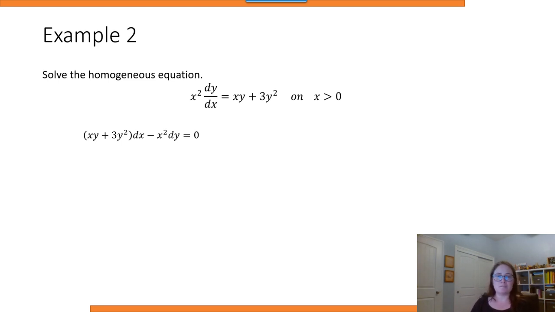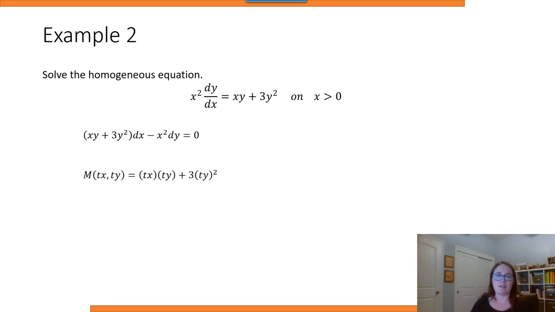So if I do a little messing around here, I multiply both sides of the equation by dx and then move everything to one side of the equation, I get the quantity xy plus 3y squared times dx minus x squared dy equals 0. So this is in a form that's more recognizable, where now I can look and say m is going to be xy plus 3y squared, and n is going to be negative x squared. And I'm going to test these for homogeneity.